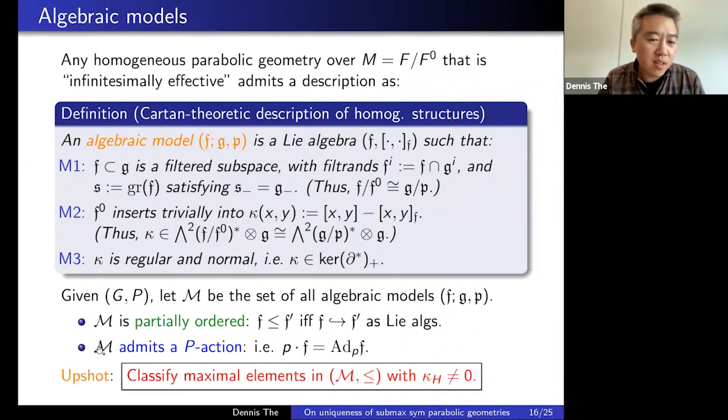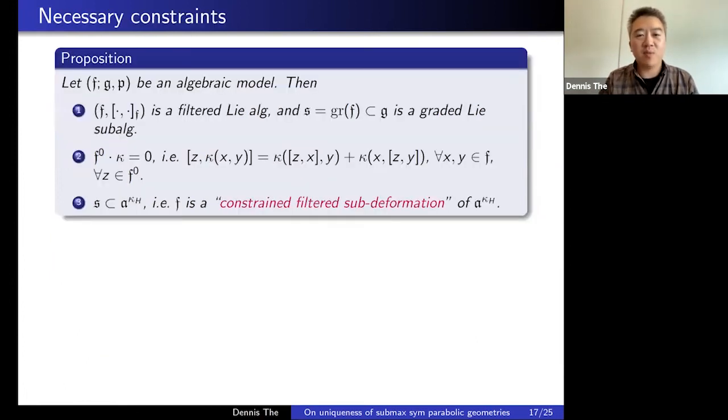Okay, so classification strategy for homogeneous models, phrased in this language, I want to classify the maximal elements, with respect to this partial ordering, with respect to that P action, but those maximal elements that have harmonic curvature non-zero. Okay, so that's for all homogeneous structures. But yeah, we were going to restrict this to talking about the submaximal ones. Okay. Now, those are some definitions.